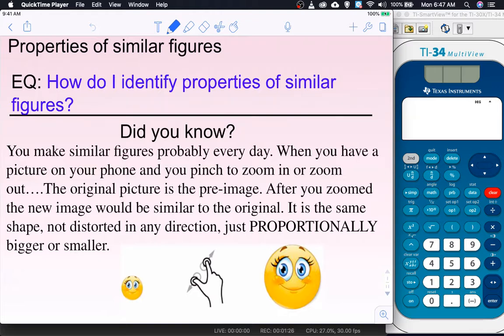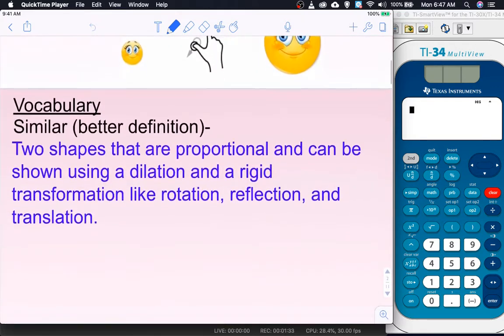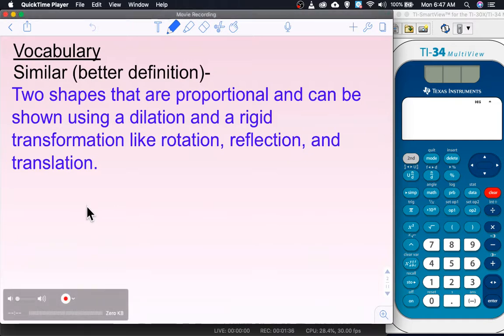Okay, similar figures are proportional. And that's going to be a big thing for us in this lesson. So you actually have a better definition. The old definition of similar we had was two objects that are the same shape but a different size. That's what you first learn about when you first learn about similar figures. But we actually have a better definition now. It's two shapes that are proportional. That's key, that they are proportional.